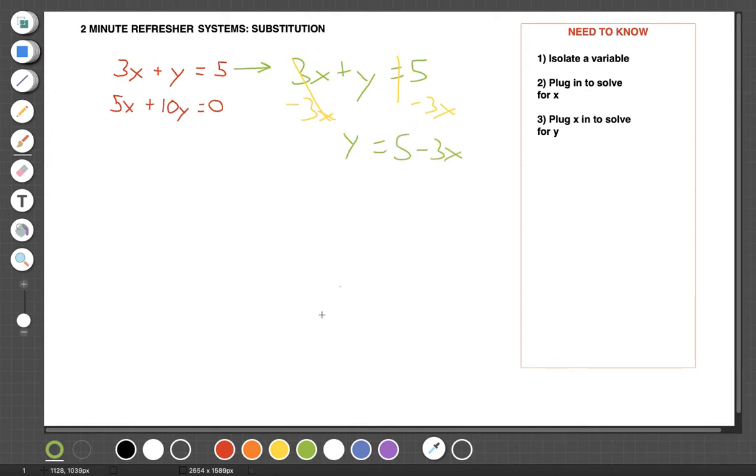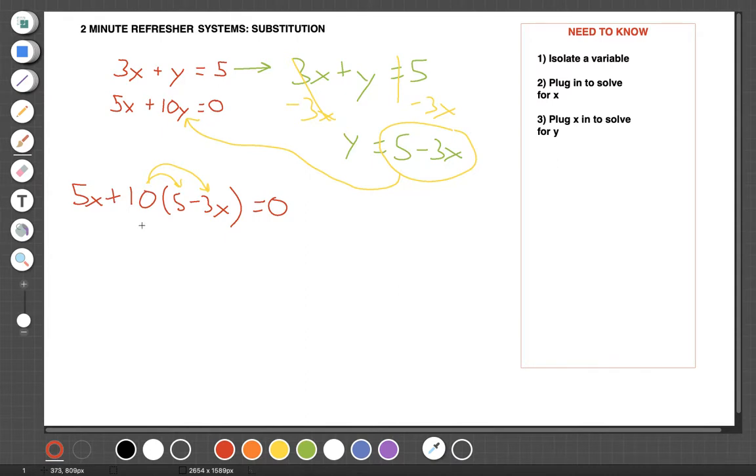Now that you have these two equations, you're going to go to second step, plug in to solve for x. What does that mean? Well, it literally means I'm going to take this and plug it in for y. Okay, so we're going to write this out. 5x plus 10 times 5 minus 3x. So instead of y right here, we're putting parentheses and we're just putting this in for y equals 0. I'm going to solve this first by distributing. Okay, don't forget your distribution. You got to simplify first.